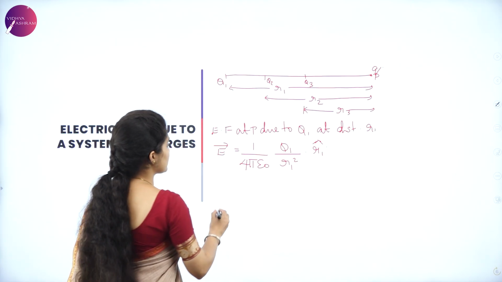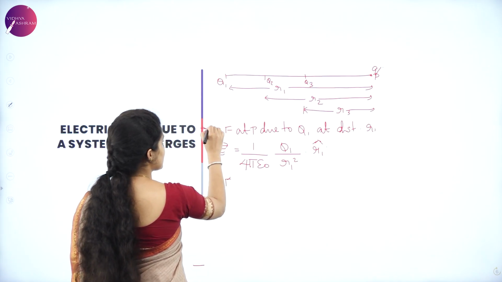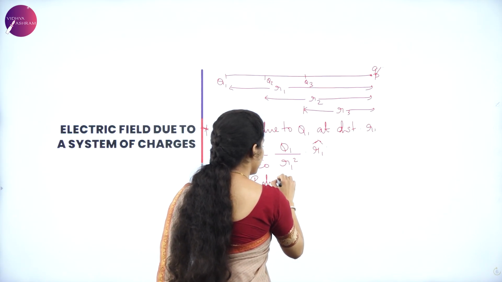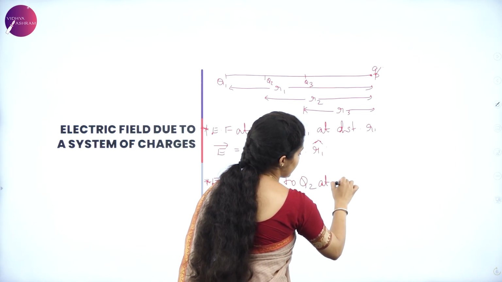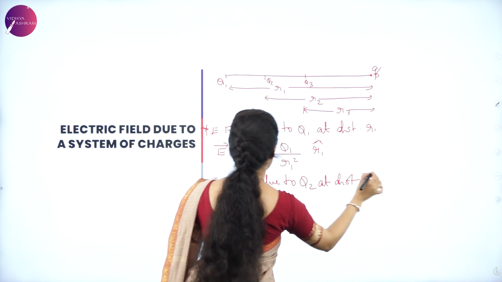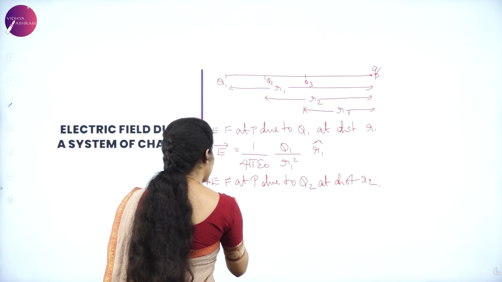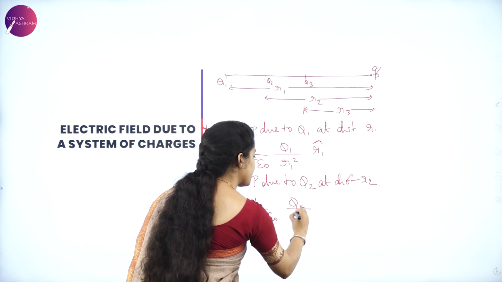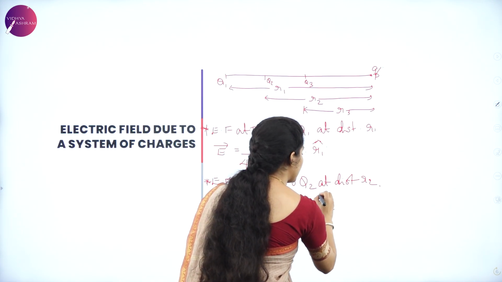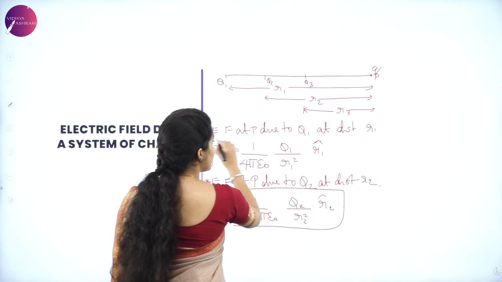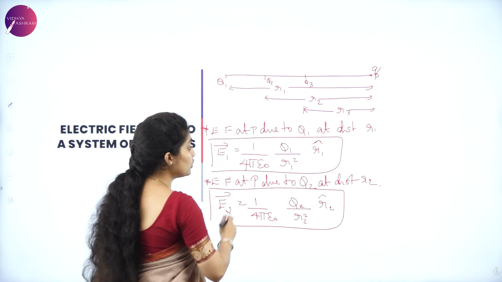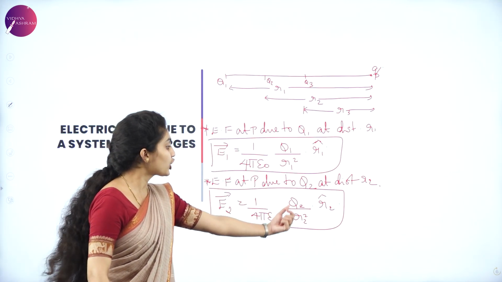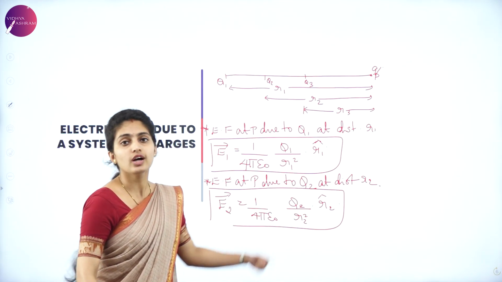Okay, so now let us consider the second electric field. This is the first part and this is the second part. Electric field at P due to Q2 at distance R2. So it becomes vector E is equal to 1 by 4 pi epsilon naught Q2 divided by R2 square into R2 cap. So this is all about the two electric fields. So let me consider E1 and E2. It continues till the nth term, that is En. So it becomes 1 by 4 pi epsilon naught Qn divided by Rn square into Rn cap.